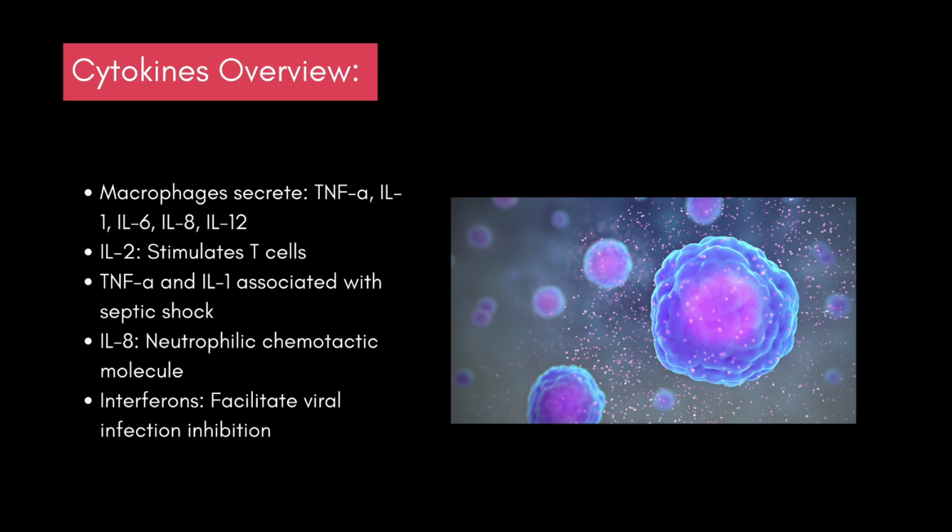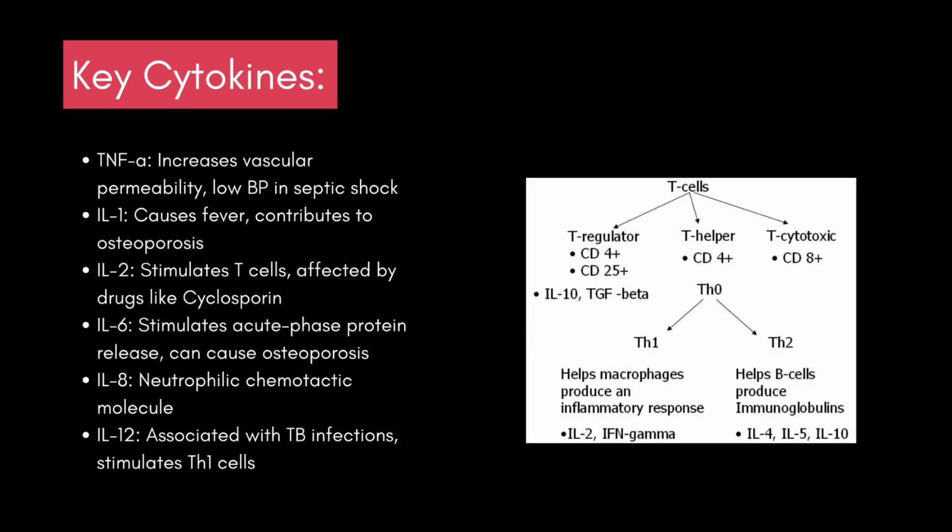Moving on, I like to talk about the key cytokines that you'll encounter on the USMLE. So you have TNF-alpha, which increases vascular permeability, low blood pressure, and septic shock. IL-1, which causes fever, contributes to osteoporosis.